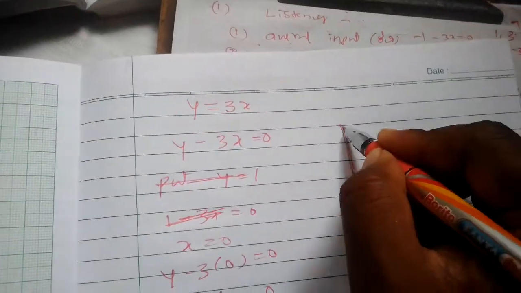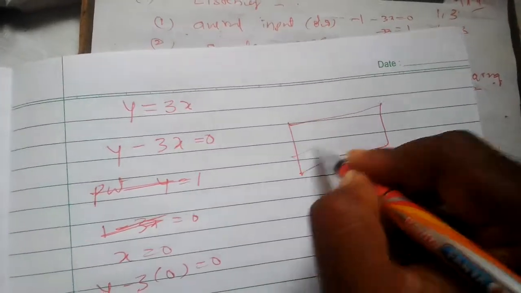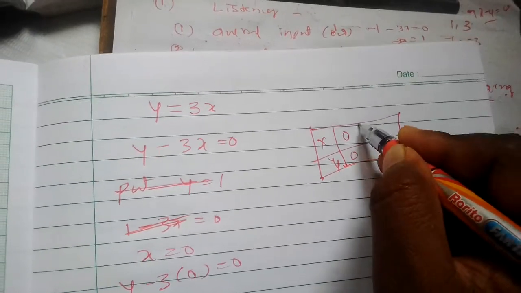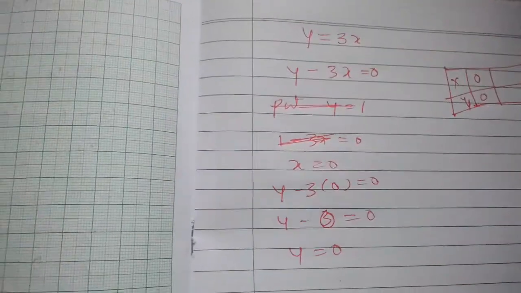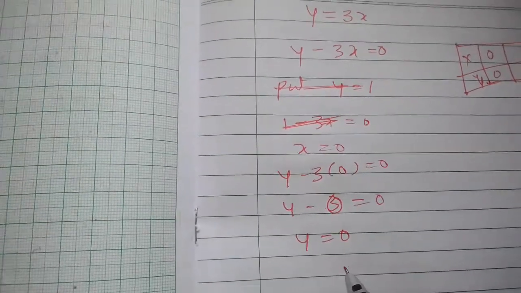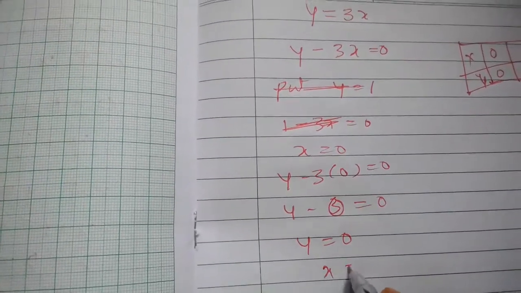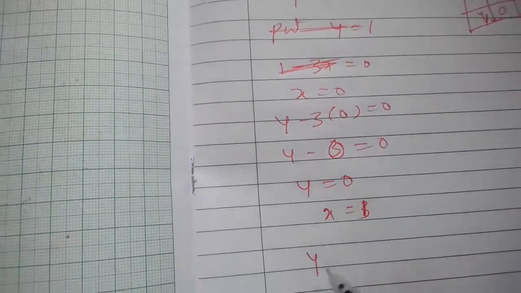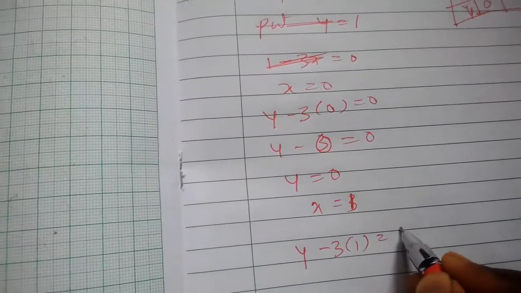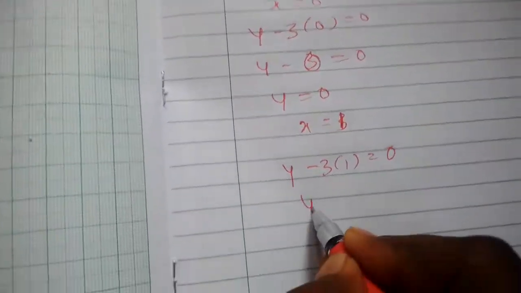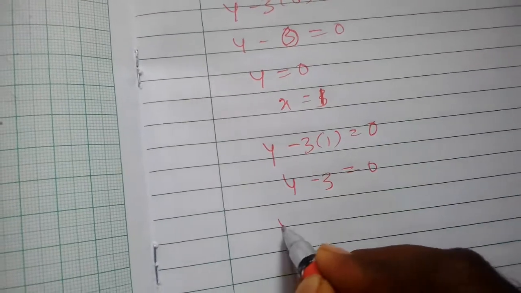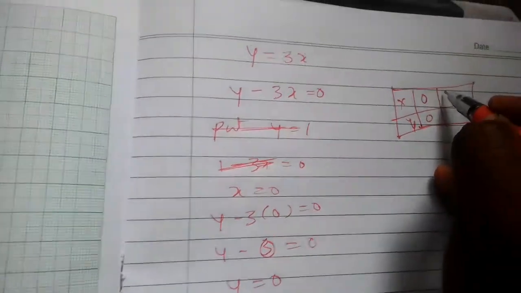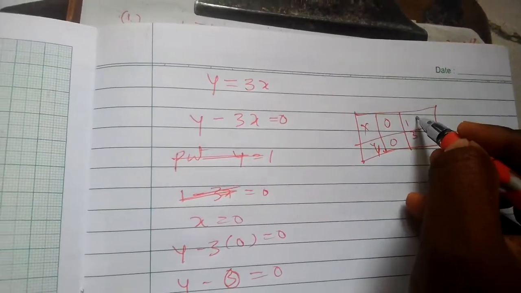So draw one table here, x and y. When x equal to 0, y equal to 0. Clear? Next one. Put x equal to 1. Y equal to 3 into 1, y equal to 3. Clear? When x equal to 1, y equal to 3.